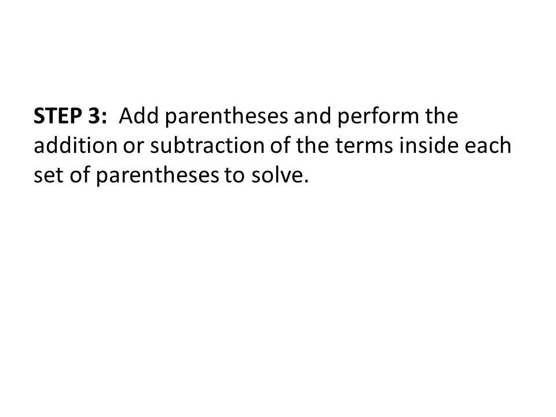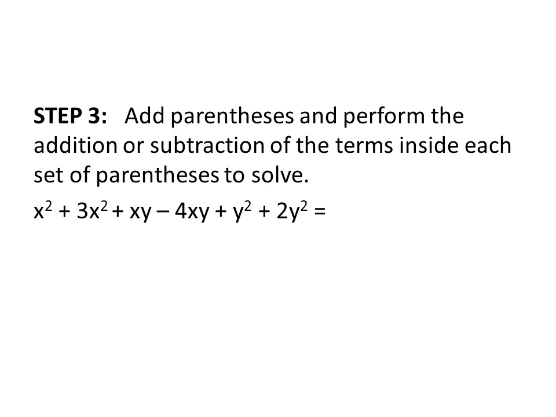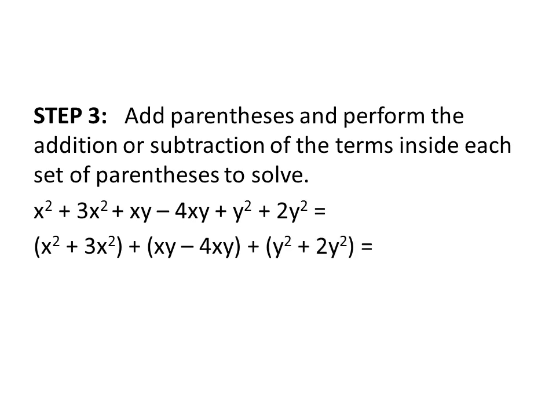For the third step, then, you can put parentheses around each of the like terms in order to do the addition or subtraction. So adding the parentheses here, we can put parentheses around x squared and 3x squared. We put parentheses around xy and negative 4xy. And we put parentheses around y squared and 2y squared.